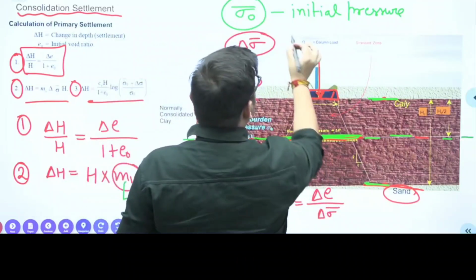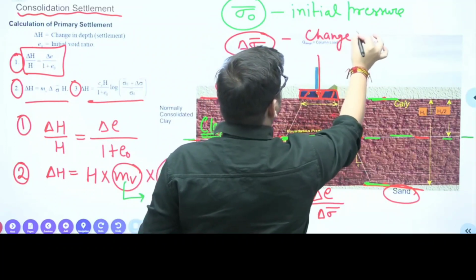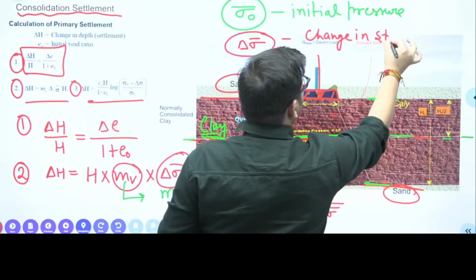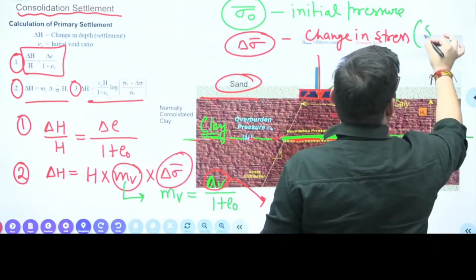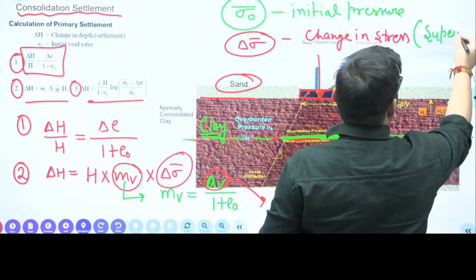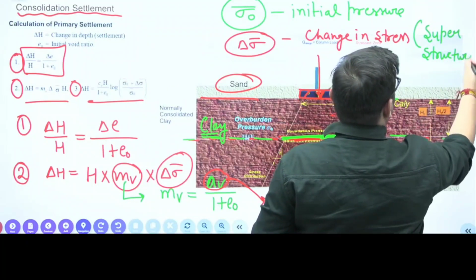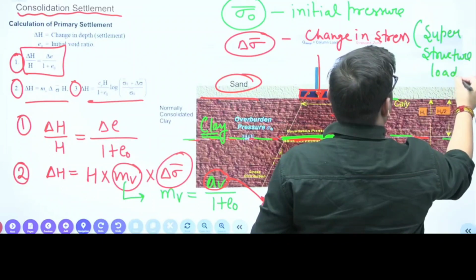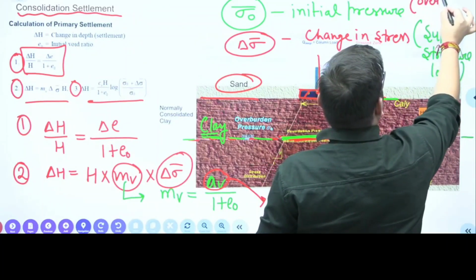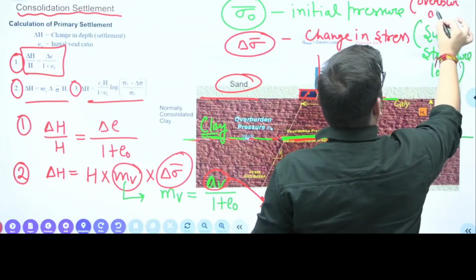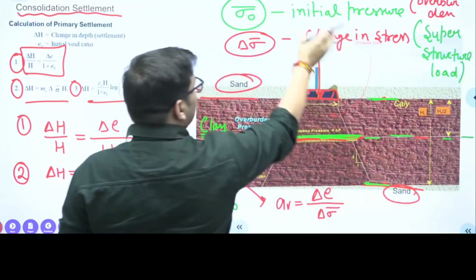This is your change in effective stress, change in stress value. Clear? So this is due to your superstructure load, right? And this is due to your overburden pressure. Overburden pressure. Clear? Now, how to calculate these stresses?